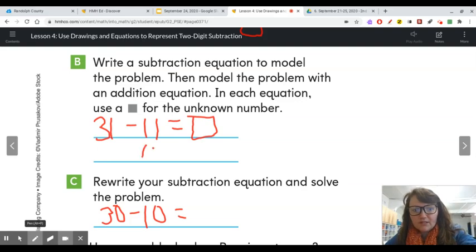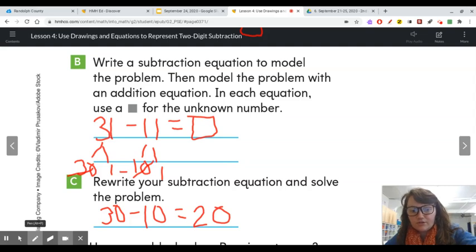So I'm breaking apart the 11 into 10 plus 1, and then 31 into 30 plus 1. So now we're subtracting the 10. So 30 minus 10 is 20. And then, what's 1 minus 1? 0, right? So your answer is 20.